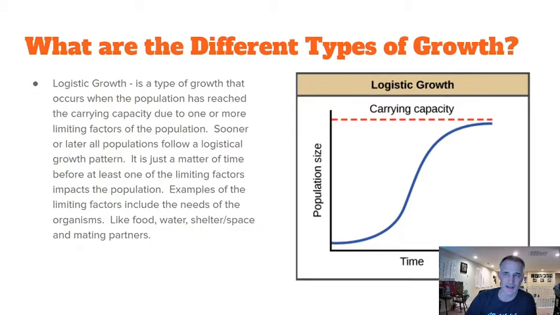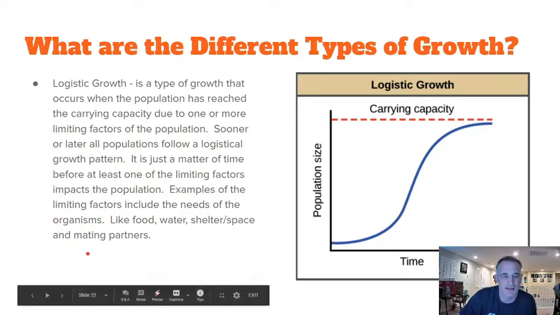So let's take a look at that. There's logistic growth. Logistic growth has got that little dashed red line there that's representing carrying capacity based on the limiting factors that are available. So this is the type of growth that occurs when a population has reached carrying capacity due to one or more of those limiting factors. Sooner or later, all populations will follow a logistic growth pattern. It's just a matter of time before at least one of the limiting factors impacts the population. Examples of limiting factors, as I mentioned before, are food, water, shelter space, mating partners, etc.